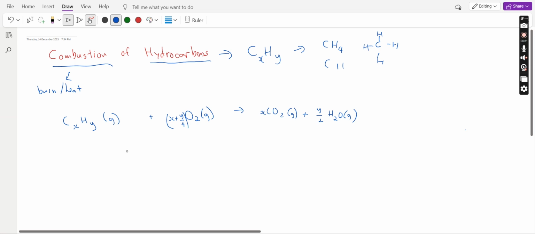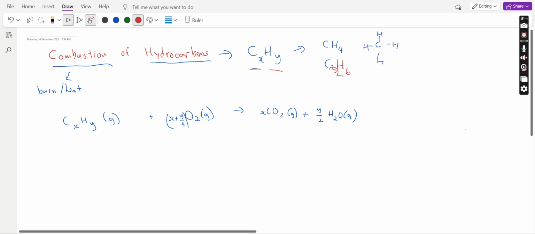And to refresh your memories, hydrocarbons are compounds with carbon and hydrogen, such as your methane, CH4, or your C2H6. And combustion basically means you're burning it or heating it.